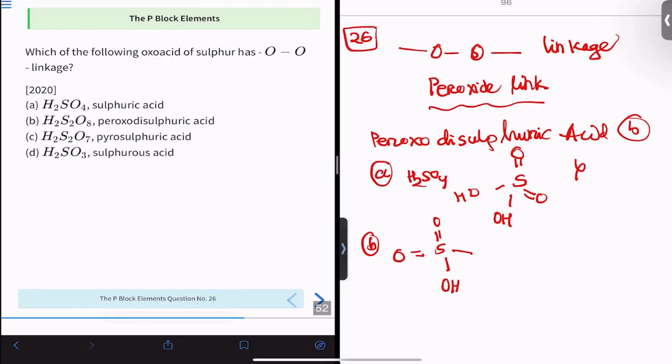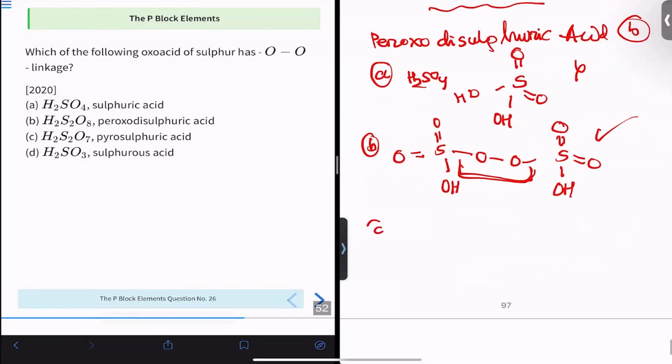H2S2O8. So this has a peroxide linkage. H2S2O8 has a peroxide linkage. Option number B, which we already had marked. But coming on to H2S2O7.